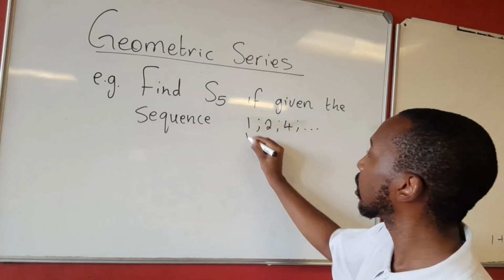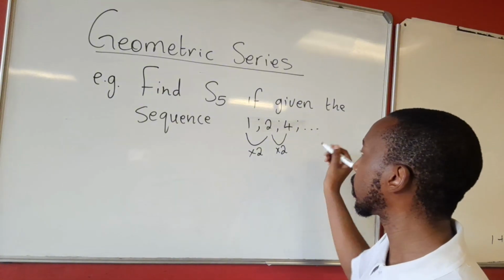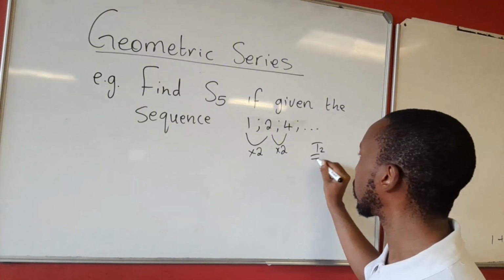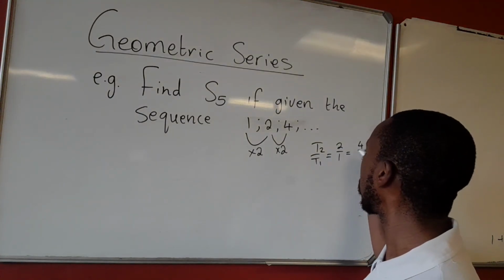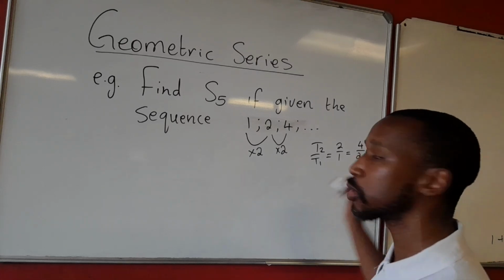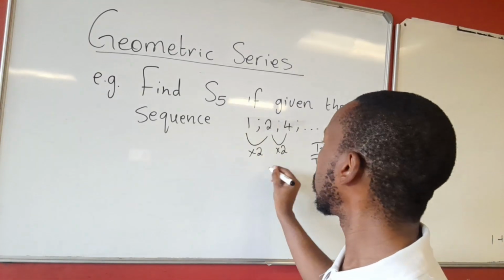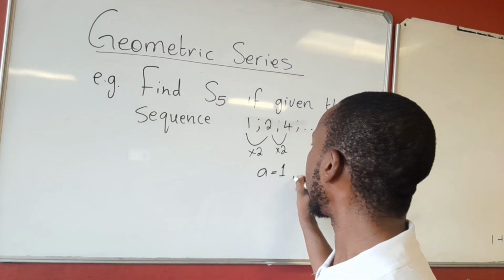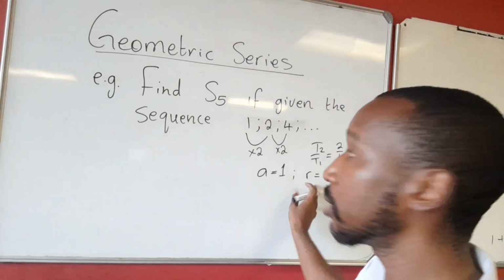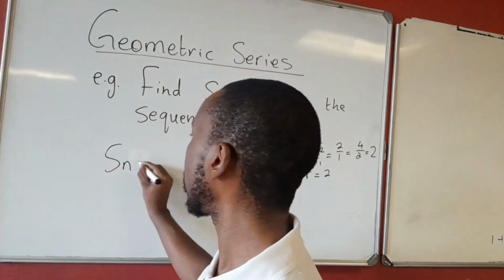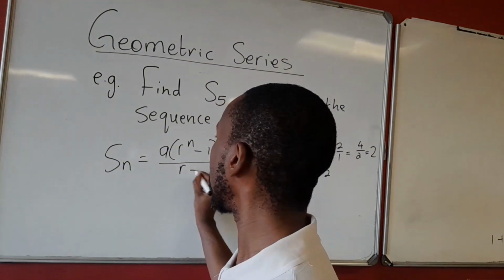So if we check here to here, it's a times 2. Here to here, it's a times 2, or we can do that t2 divided by t1 is equal to 2 over 1, but that's the same as 4 divided by 2, so the answer would be 2. So yes, it is definitely geometric. Now, we know our a is 1 and our ratio is 2. So because our ratio is greater than 1, we are going to use the formula Sn is equal to a(r^n minus 1) over r minus 1.